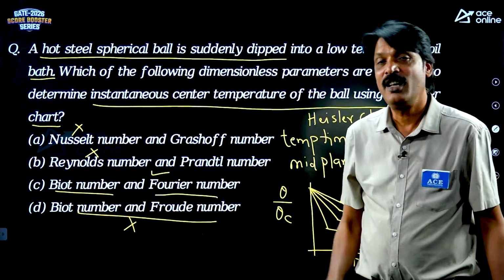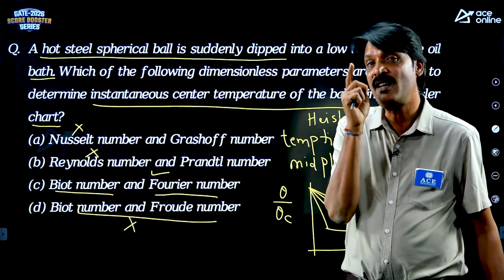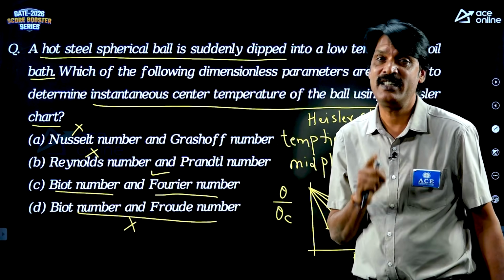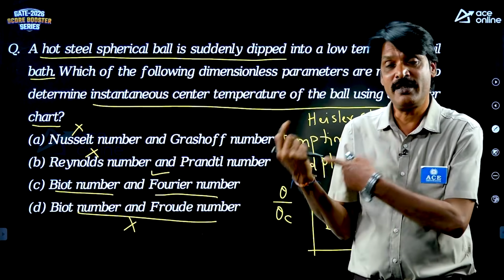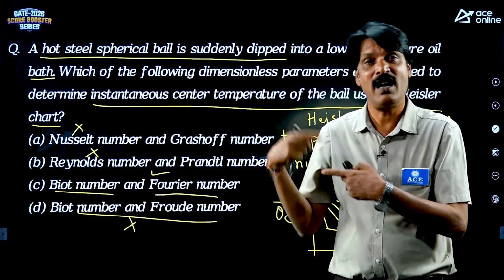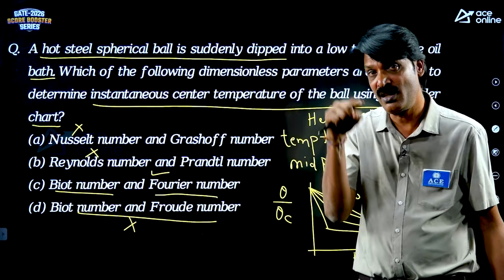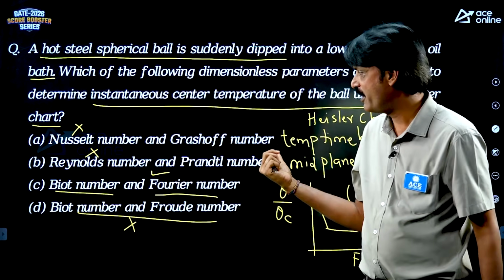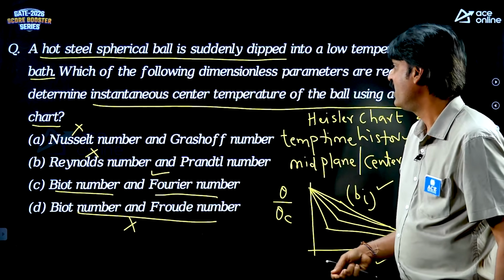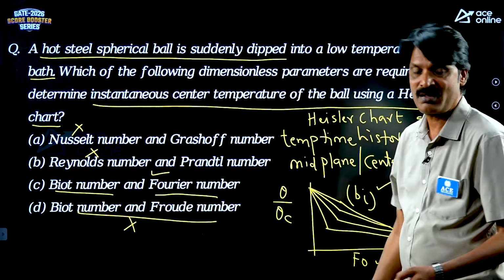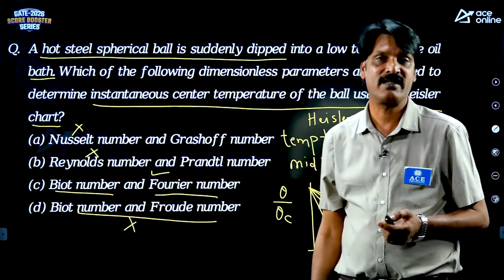Grober chart is drawn for theta c by theta by theta c in terms of Biot number and radial position. Grober chart only Biot number. Whereas if you are coming basically for your Heisler chart, it is Fourier number as well as your Biot.